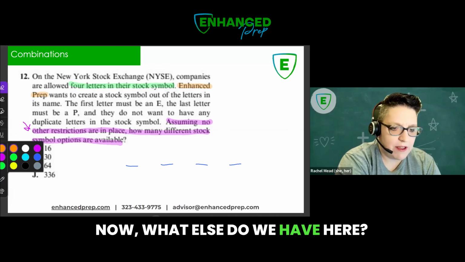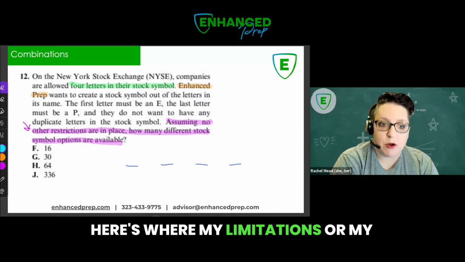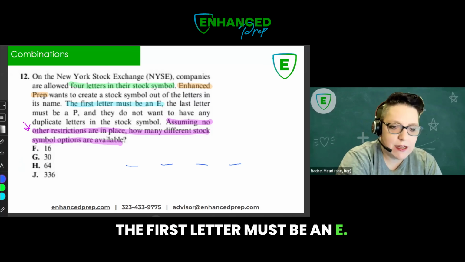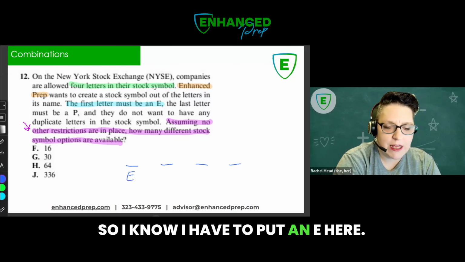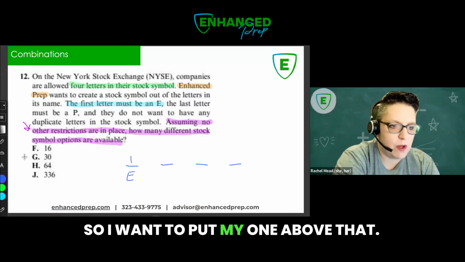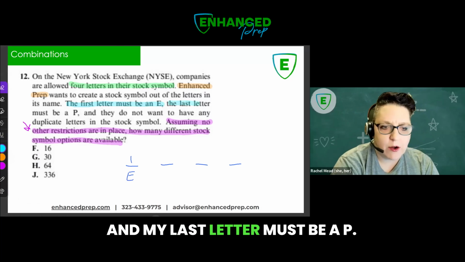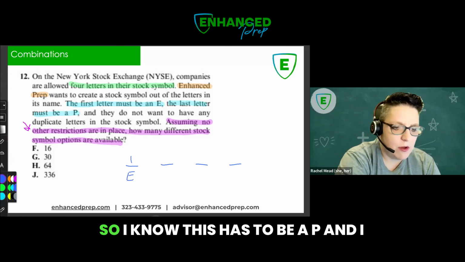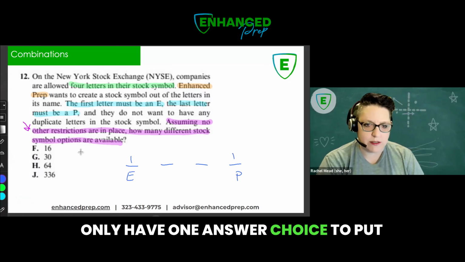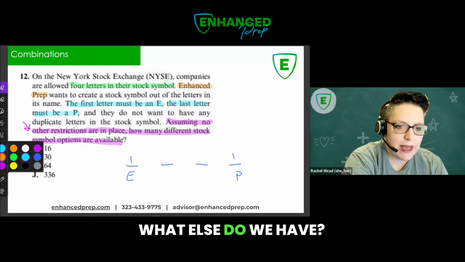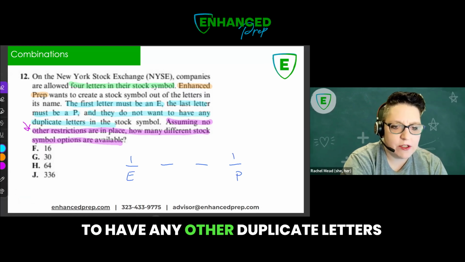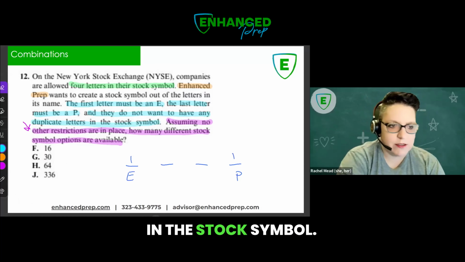Now, what else do we have here? Here's where my limitations or my restrictions come into play. The first letter must be an E. So I know I have to put an E here. I only have one letter choice that can go there, so I want to put my one above that. And my last letter must be a P. So I know this has to be a P, and I only have one answer choice to put there. What else do we have? They do not want to have any other duplicate letters in the stock symbol.